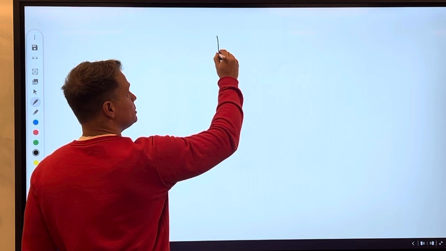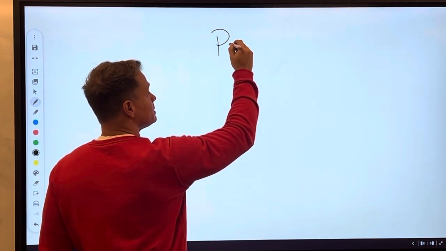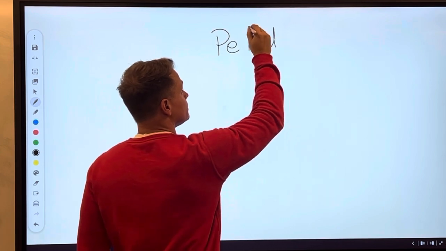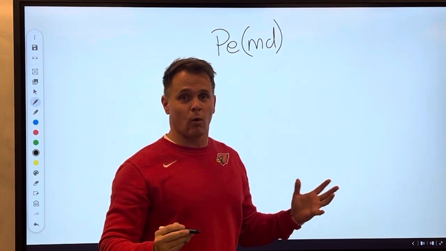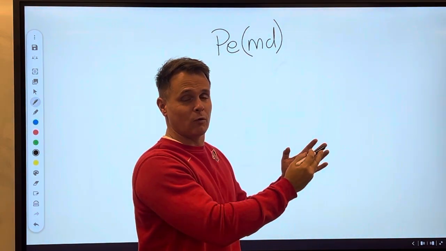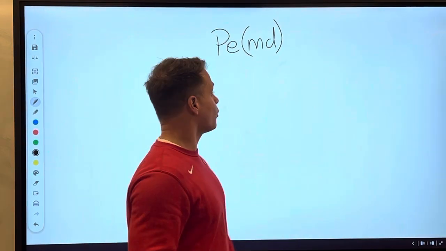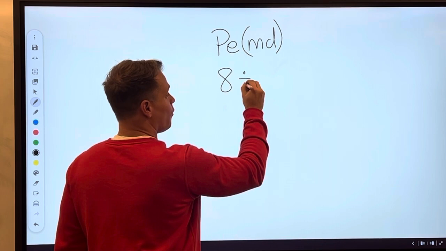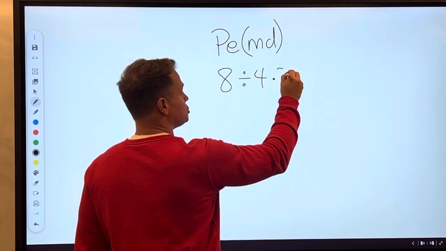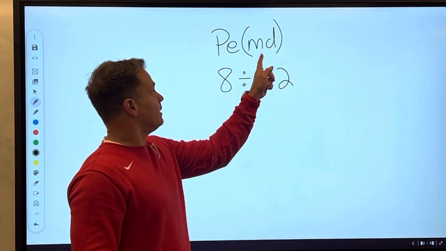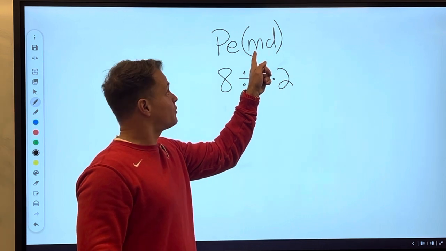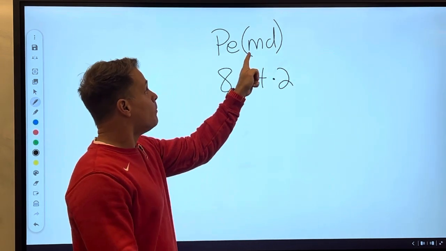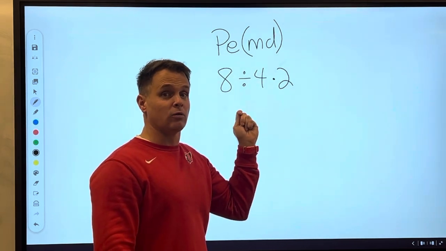The order of operations is parentheses, exponents, multiplication and division, left to right. No matter what comes first, we want to move left to right when we have multiplication and division. For example, if I have 8 divided by 4 times 2, I know that multiplication is first before division in PEMDAS. However, multiplication and division, we will always want to go left to right.